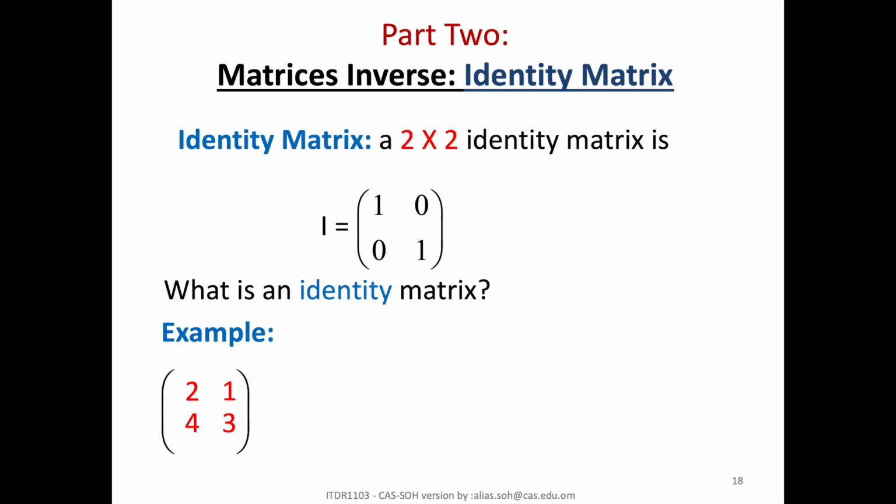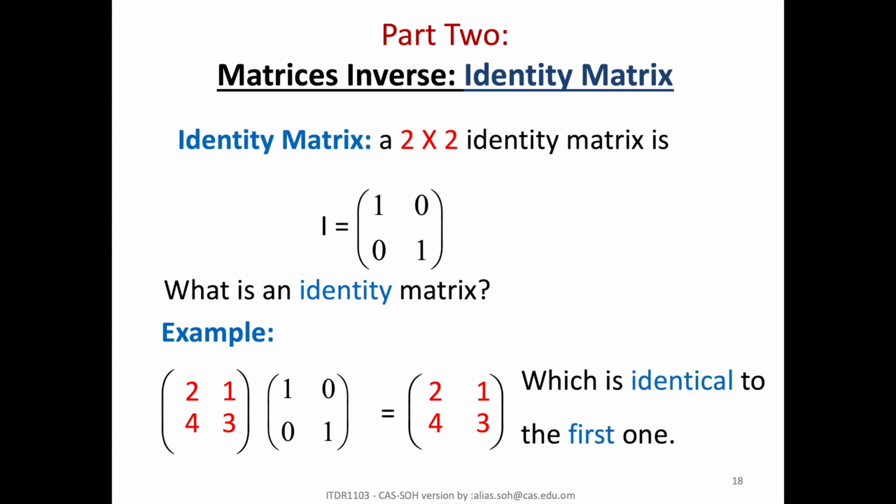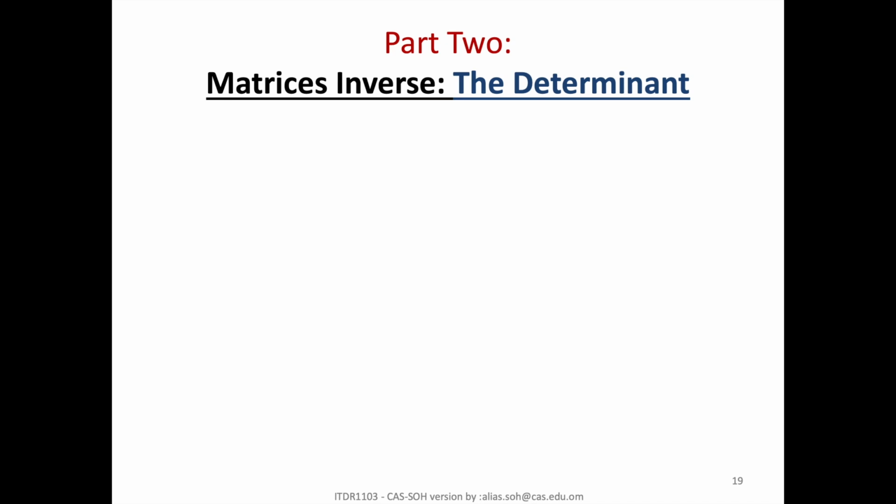Because an identity is something like 1 in arithmetic or in numerical numbers. Whatever number you multiply by 1, it should give you the same number, as well as here in matrices. Whenever you multiply by the identity matrix, you should have the same matrix. So for example, here we have 2, 4, 1, 3 multiplied by the identity, the result is 2, 4, 1, 3. All right.